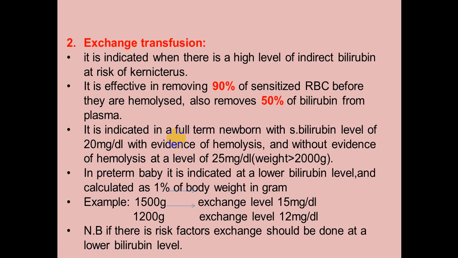In a preterm baby, we use the rule of 1% of the body weight in grams in assessing the need for exchange transfusion. For example, if the weight of the baby is 1500 gram, the exchange level is 15 milligram per deciliter. And when the newborn baby is, for example, 1200 gram, the exchange level is 12 milligram per deciliter. And of course, it is done at a lower level than these when there are risk factors like septicemia, acidosis, hypoxia, and any risk factors.